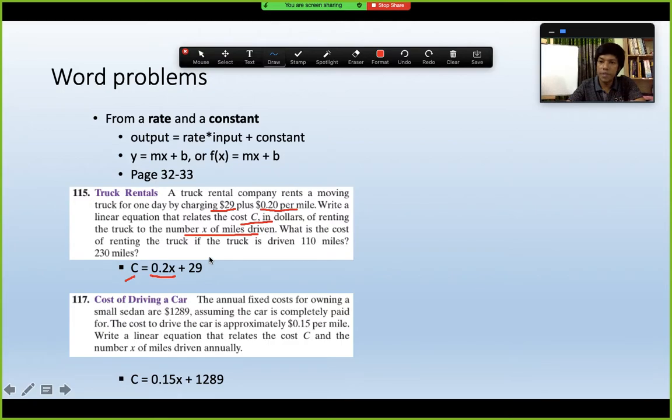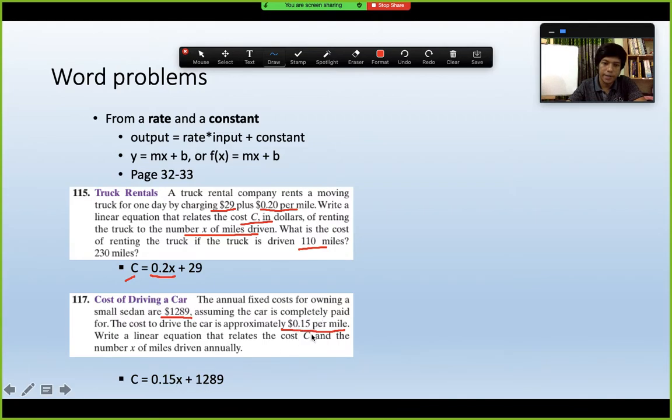Now if you move 10 miles, then you have to put x equals 10. If you move like 110 miles, then you have to write x equals 110, then multiply it with 0.2, then add 29. Then you will get your total cost. Similar situation for this one: the total cost is this, the main cost is this, which is fixed. This is the fixed thing, and per mile, this is the cost.